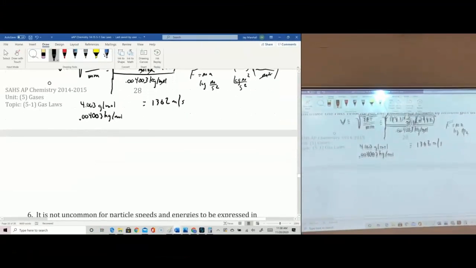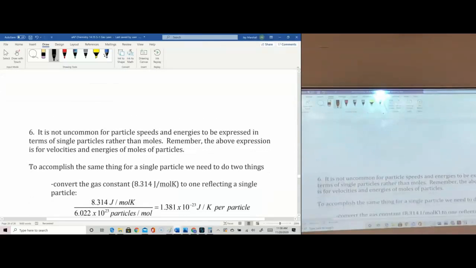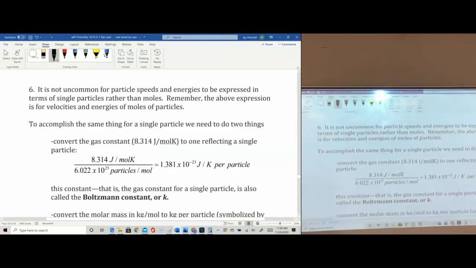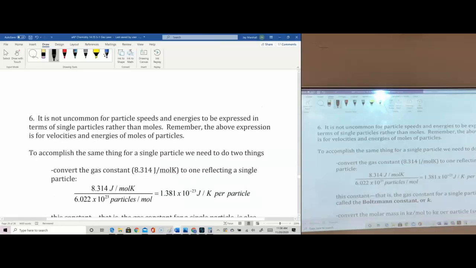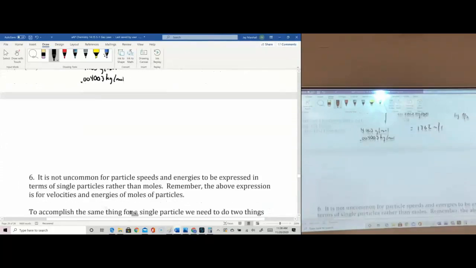Okay, so I'm going to have to show you eventually here why it makes sense that we need to find that number, but we're going to need to find that number in some circumstances.